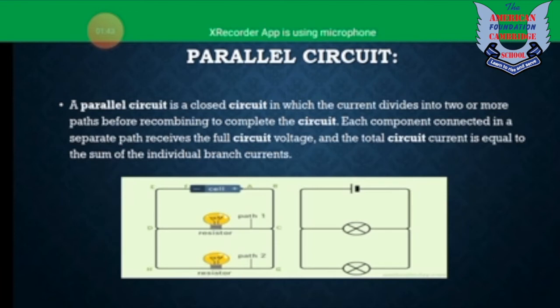Parallel circuit. A parallel circuit is again a closed circuit in which the current divides into two or more paths before recombining to complete the circuit. Each component is connected in a separate path. As you can see in the two figures, there are individual paths for every component, and the current gets shared across all the components, whereas the voltage across every component remains the same. The total current will be equal to the sum of individual branch currents from every individual component.